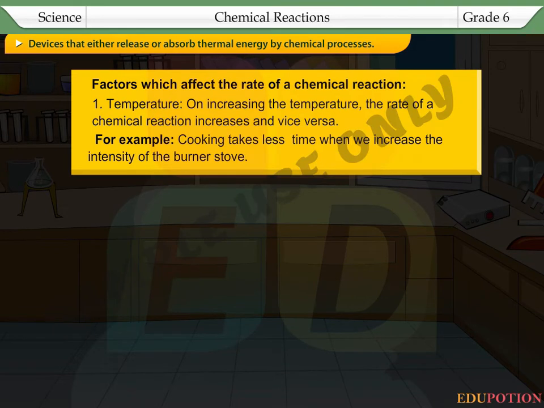Factors which affect the rate of a chemical reaction. The first factor is the temperature. On increasing the temperature, the rate of a chemical reaction increases and vice versa. For example, cooking takes less time when we increase the intensity of the burner stove.